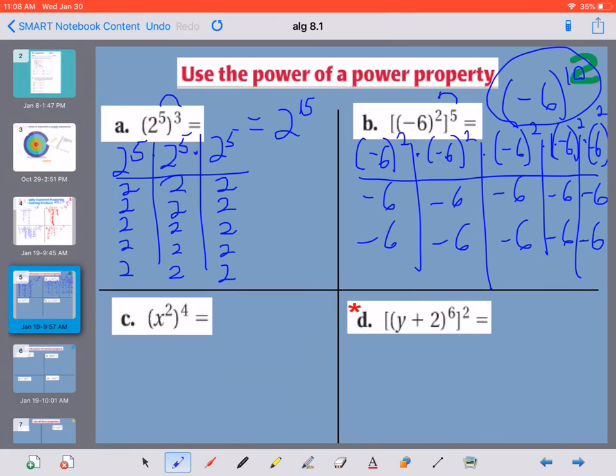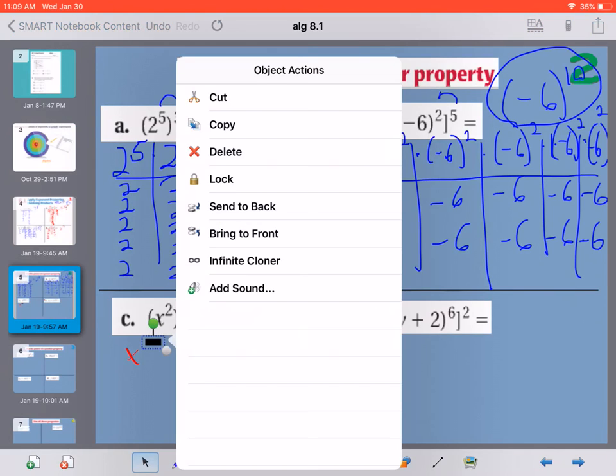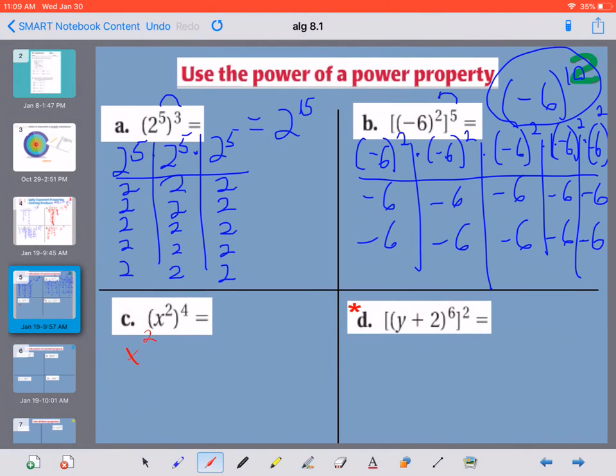Here we have 4 x to the seconds. So 4 x squared. So x squared times x squared times x squared times x squared. So we would have 2 x's in each of these. So we have 8 x's total, so x to the 8th power.